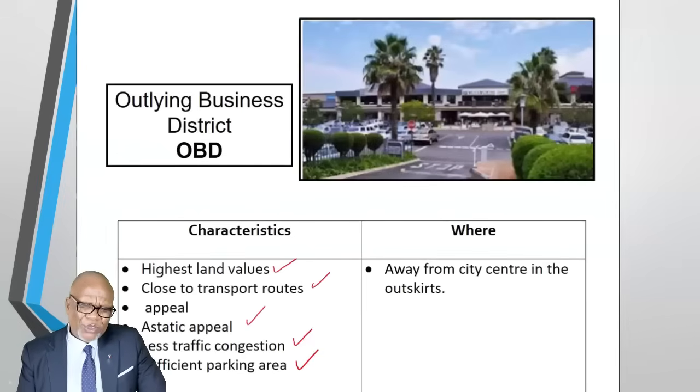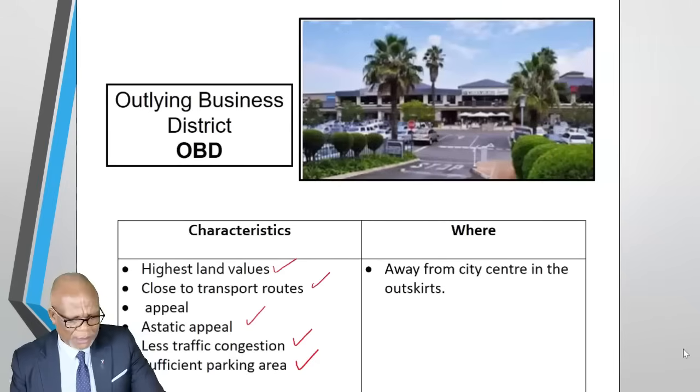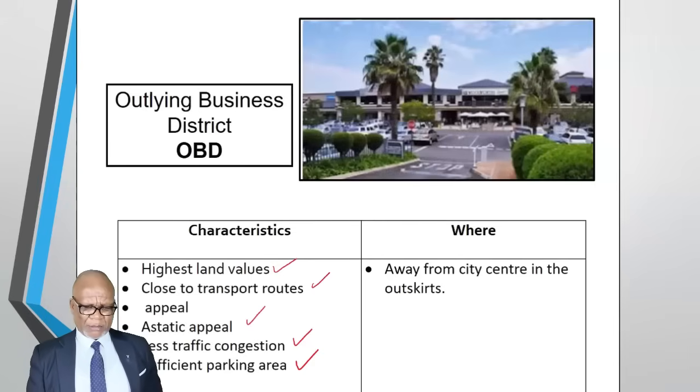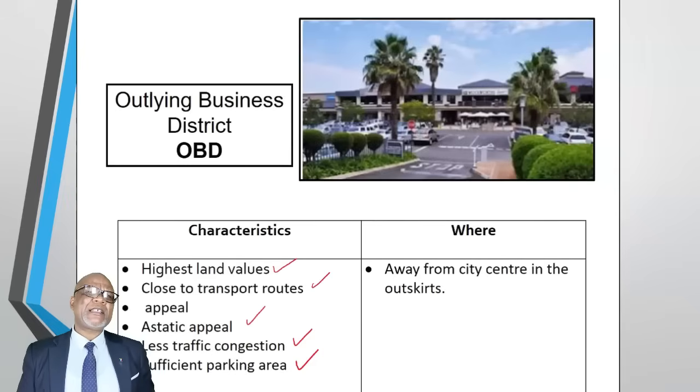So the examiner can ask you a question about the advantages of being in the outlying business district. You must know what the advantages are. It has got an aesthetic appeal. It looks beautiful. It is highly accessible. There is less pollution there in terms of noise pollution. There is less air pollution there because of many trees that are absorbing carbon dioxide in the atmosphere.